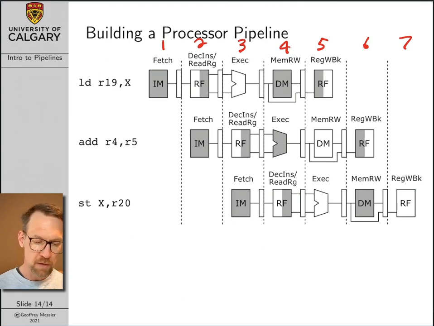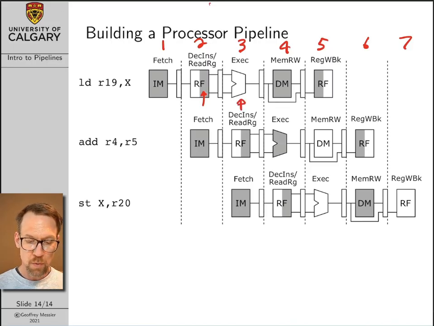So the load command during clock cycle 1 uses an instruction memory fetch. And so instruction memory is shaded gray. In clock cycle 2, the load command is reading from a register. And so I indicate a register read by shading the right-hand side of the register file block.